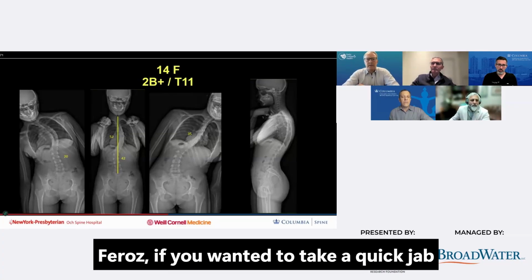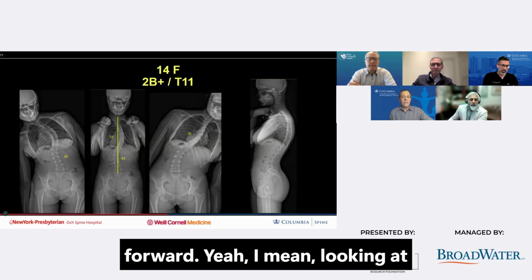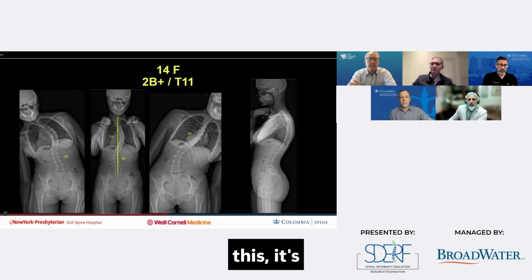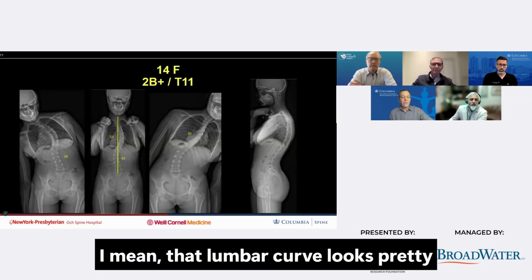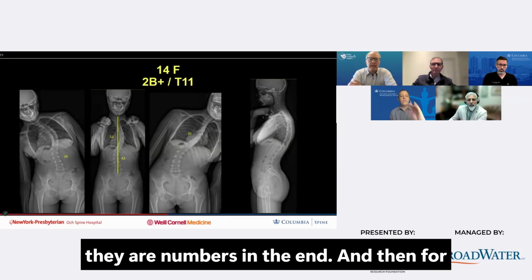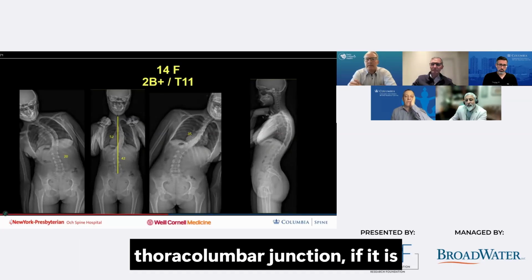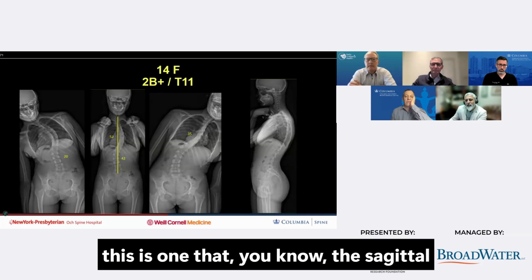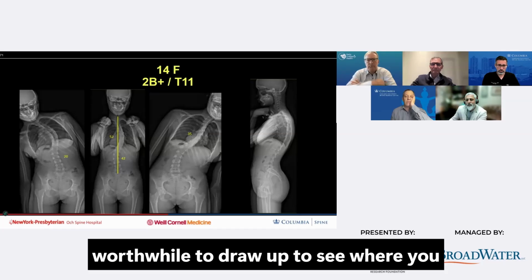Maybe Feroz, if you wanted to take a quick jab at this, and then we'll move forward. Yeah, in my opinion, it's still a Lenke 1. That lumbar curve looks pretty flexible, down to 20 degrees. They are numbers in the end. And for kyphosis, if you blow it up at the thoracolumbar junction and it is kyphotic, I'll go a little bit lower. And this is one where the sagittal stable vertebra line may be worthwhile to draw up to see where you want to end.